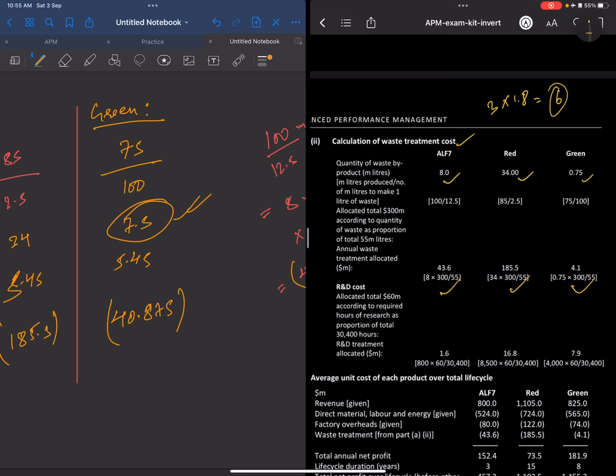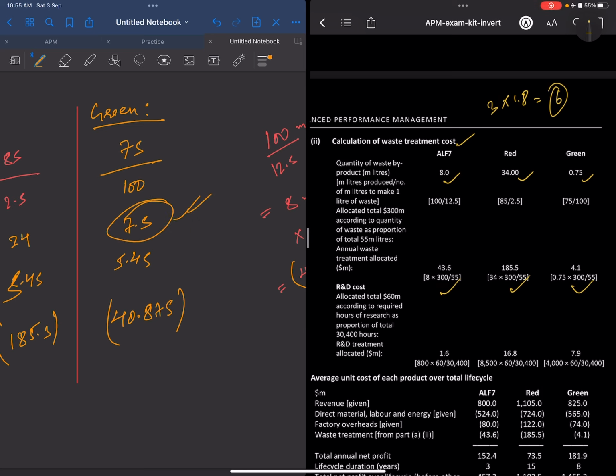Waste treatment was basically from part A1, part A2, right? So the waste treatment cost is already calculated over here. Then the waste treatment cost is over the life cycle, so how long is each individual life duration? For the first it's 3 years. Remember we wrote it on the side: 3 years, 15 years, and 8 years. That will give us a total net profit before life cycle cost. Before the other life cycle costs we get 457, 1102, 1455.